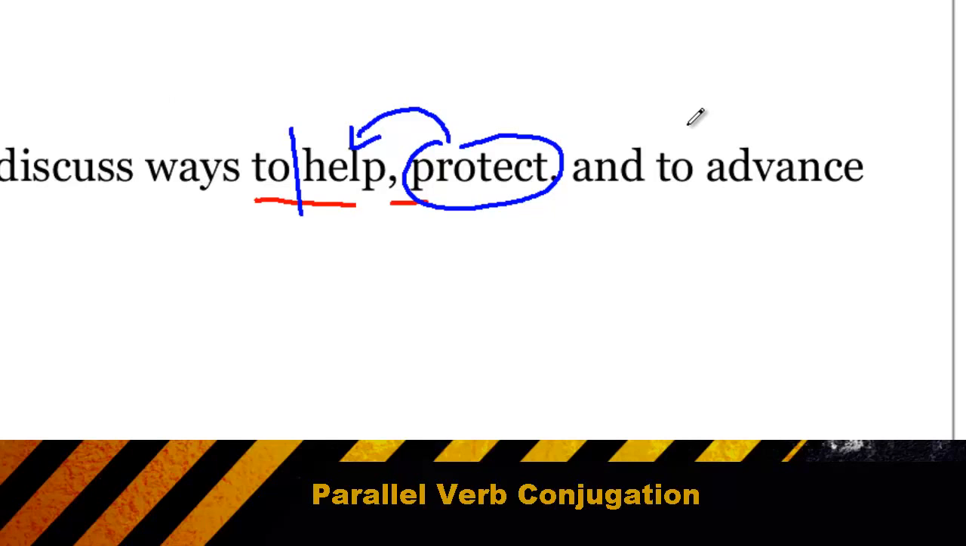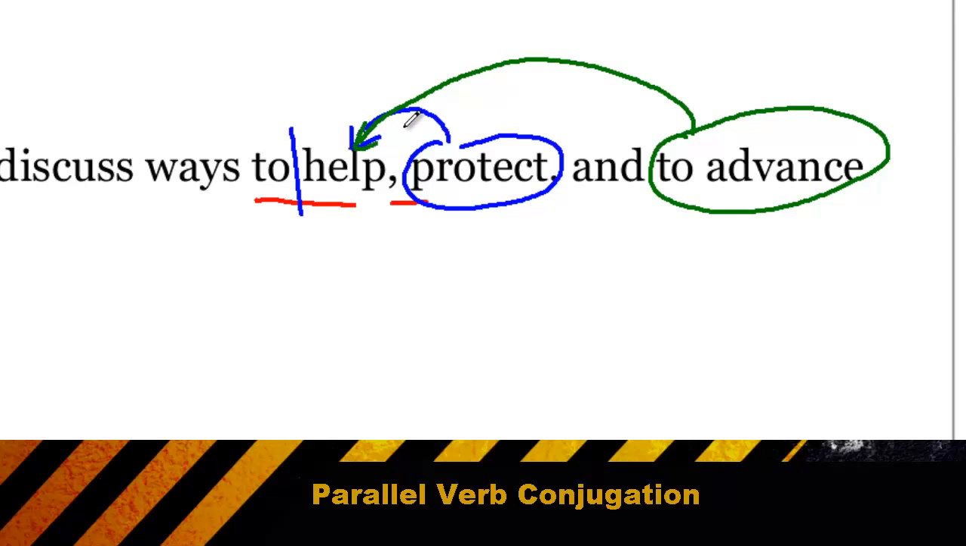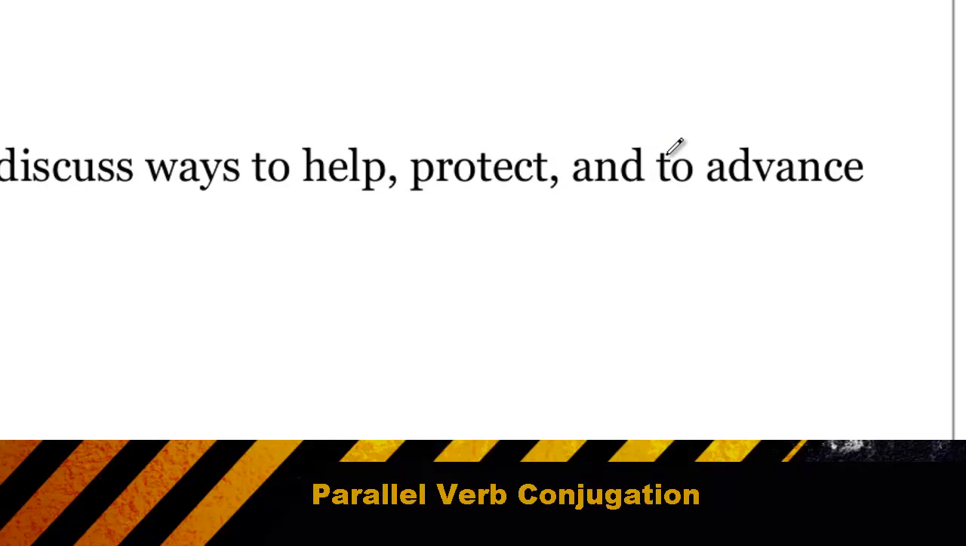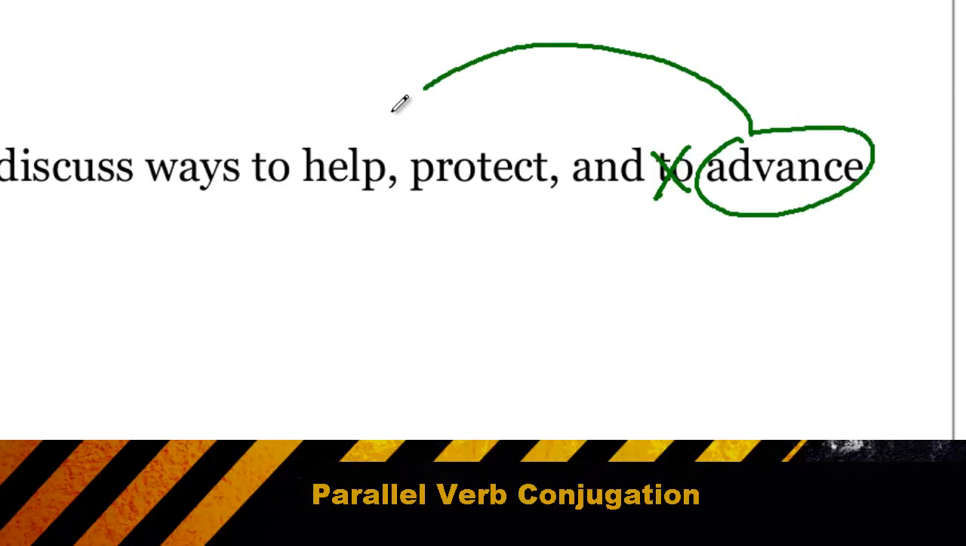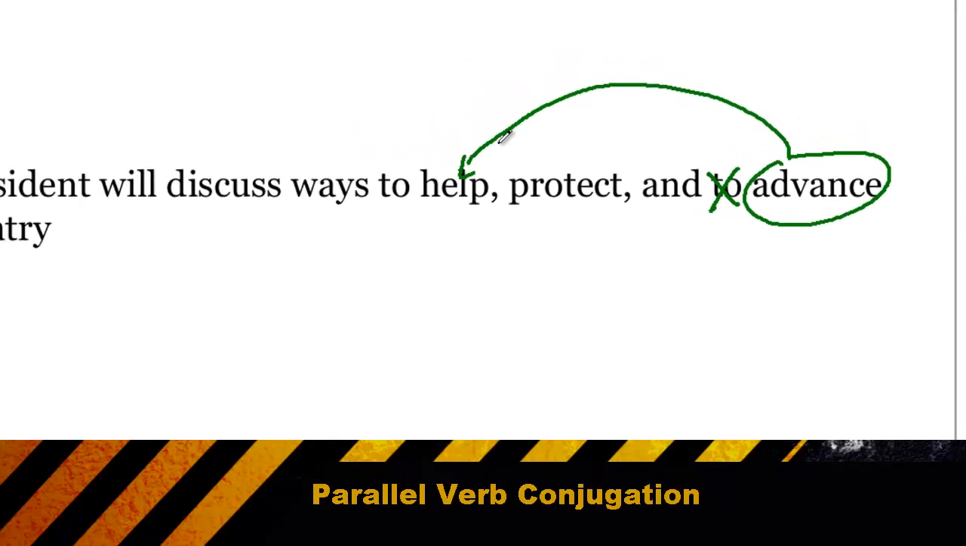But when I take the item in the third position, in this case, to advance, and then move that to the front of the list, then the sentence reads, the president will discuss ways to advance. In other words, there's two twos, or one too many to. And the simple fix is obviously to get rid of the extra to. Now, if I put advance in the same position as help, the sentence would read fine.